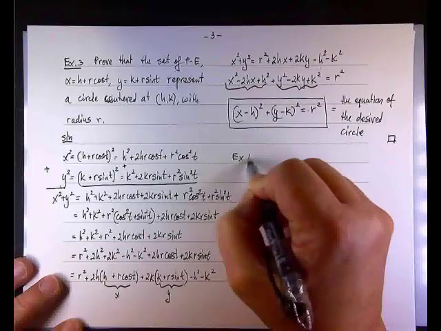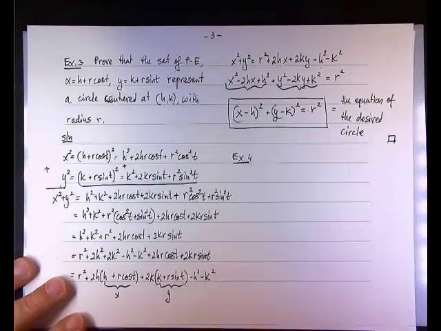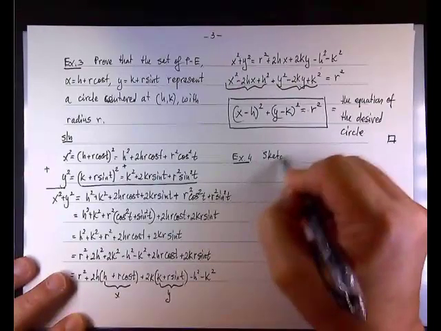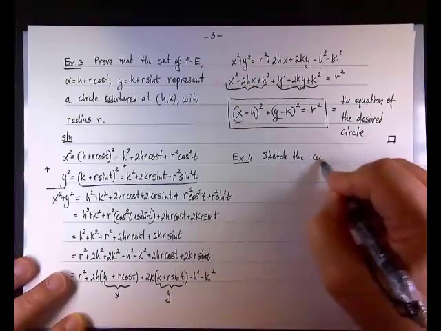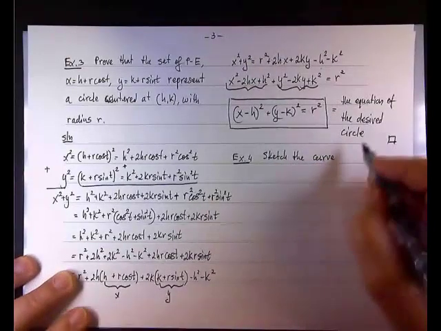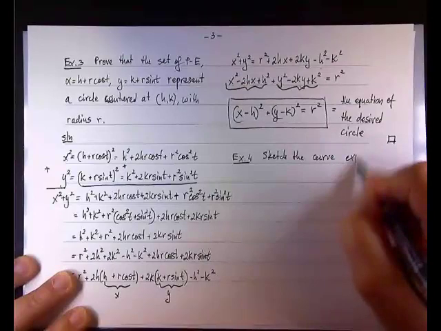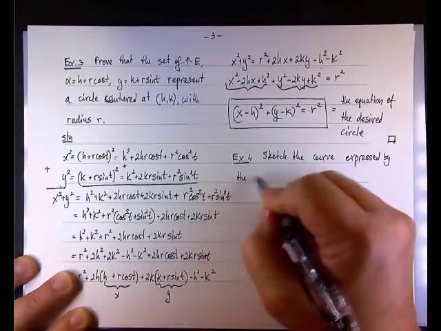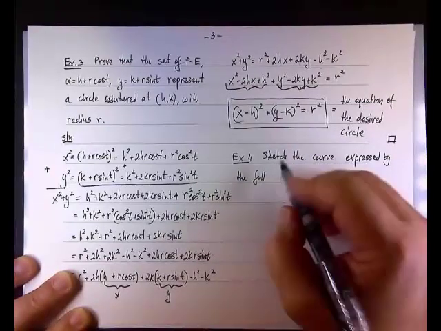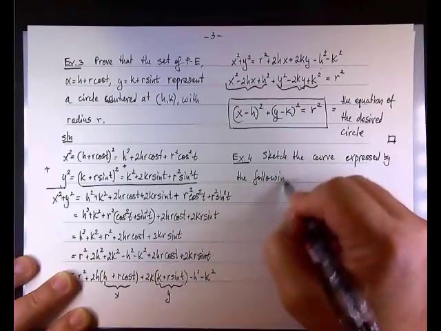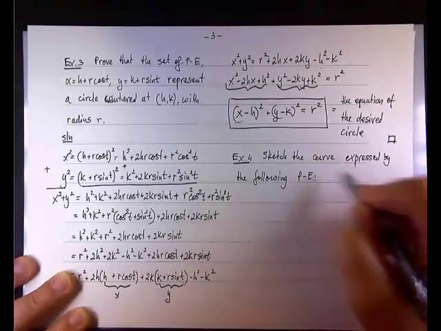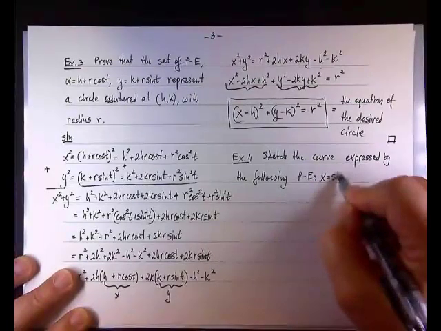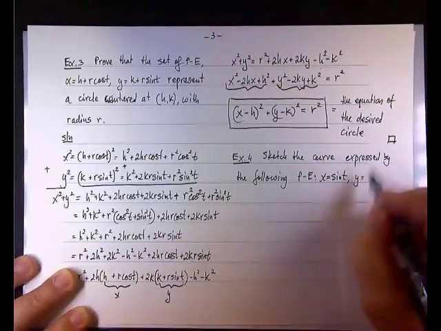Example 4. We want to sketch the curve expressed by the following parametric equation. And this is fairly simple. We're going to say that x equals sine of t and y equals sine squared of t.